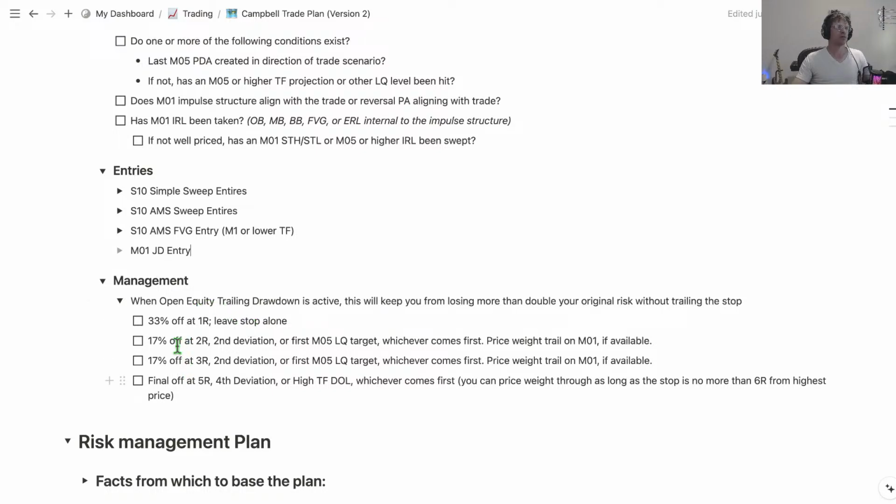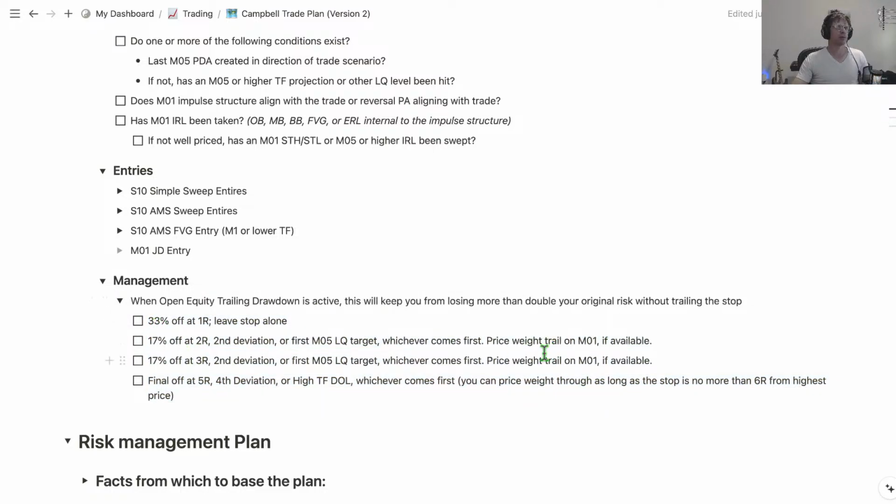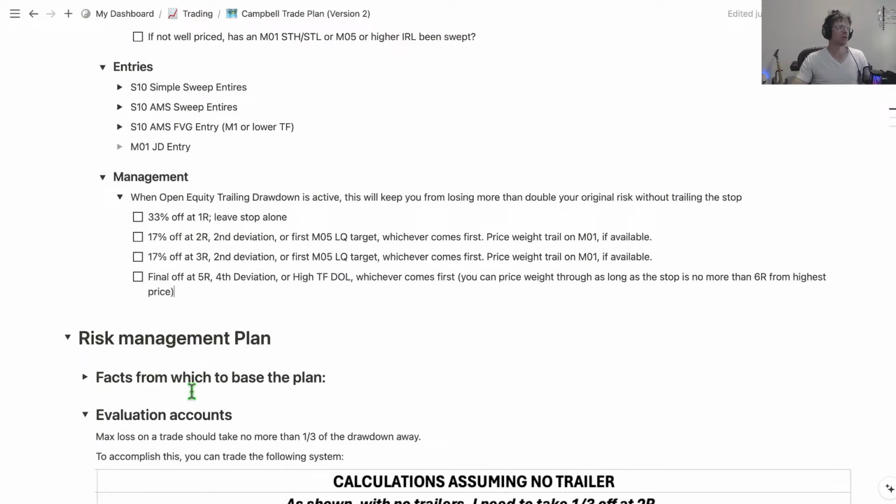So I'm still going to do this where I have 33 for any of these entries, even the M1 entry, mostly because I have trailing drawdown, and this is my method of dealing with that trailing drawdown. I could do this and never lose more than a third of trailing drawdown if I don't move my stop, and typically I'll price wait on the M1, and then that'll hold it off. And so we'll do a third at 1R, a 6 at 2R, 6 at 3R, and final bit at 5R. And that's pretty much it.